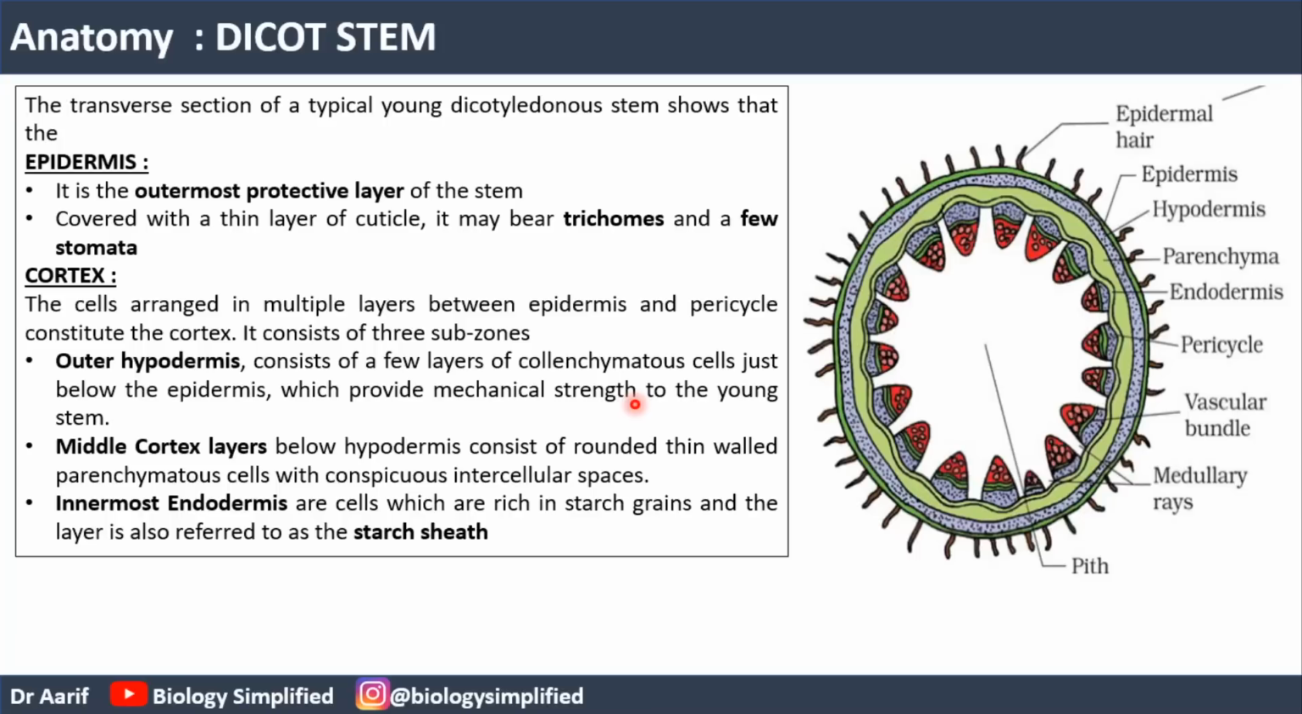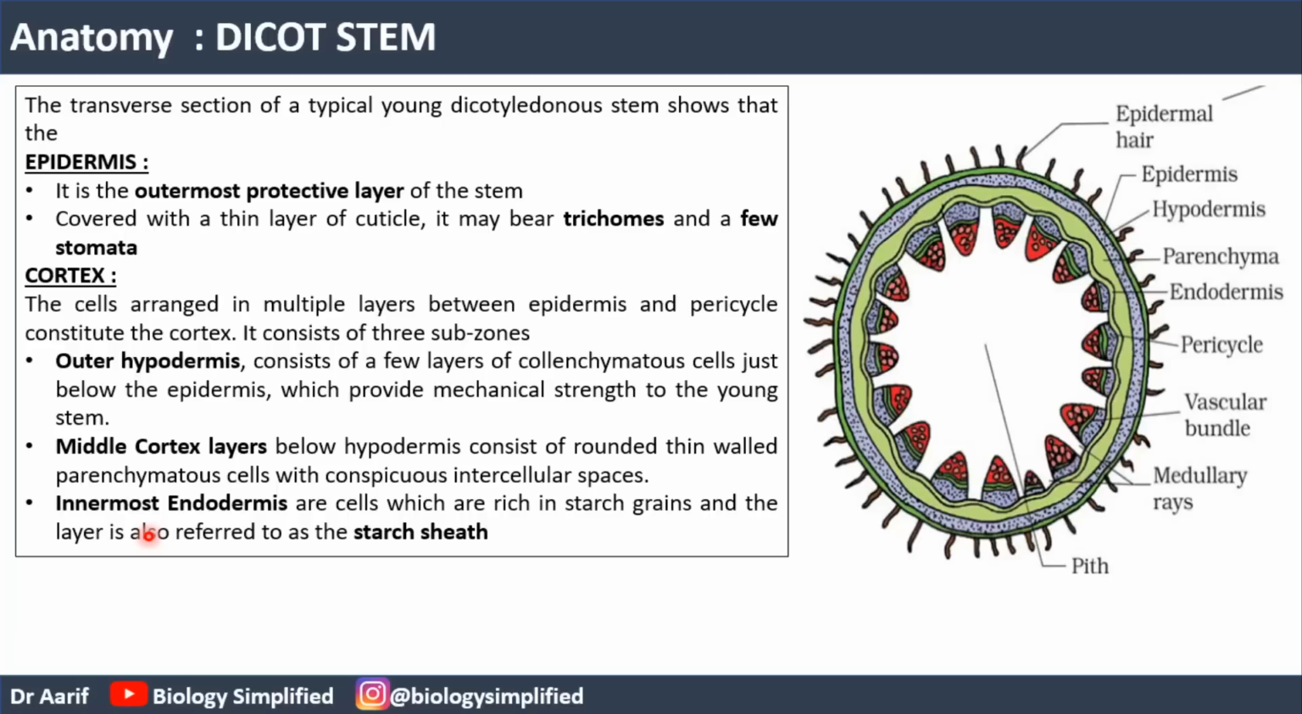Dicot है ना, monocot में sclerenchyma. Just below the epidermis, providing mechanical strength. Obviously, collenchyma है, it is a living mechanical tissue providing mechanical strength. Middle cortex layers. Now ये proper cortex है, consisting of rounded, thin-walled parenchymatous cells. Right ना? Please देखो, मेरा statement याद है तुम लोगों को? When in doubt, parenchyma. Parenchyma सब जगह पे present है. With conspicuous intercellular spaces, goes without saying, parenchyma है तो intercellular space होना ही चाहिए.